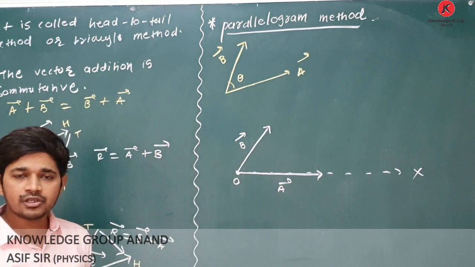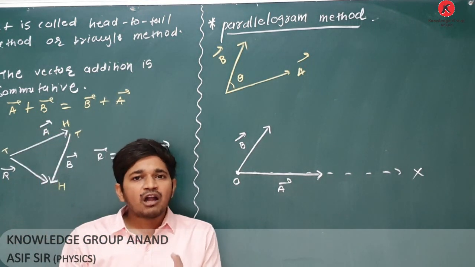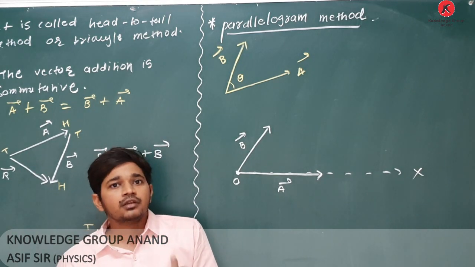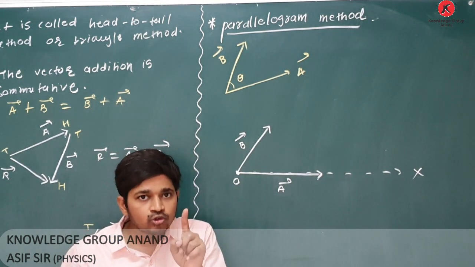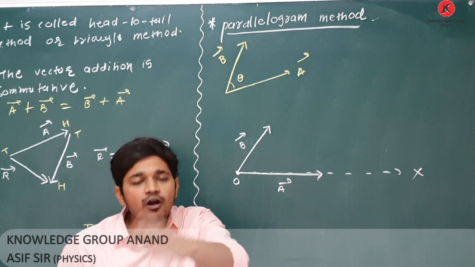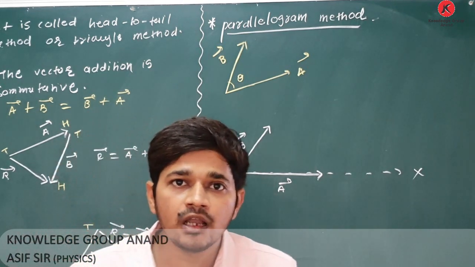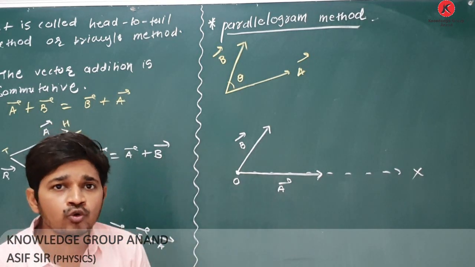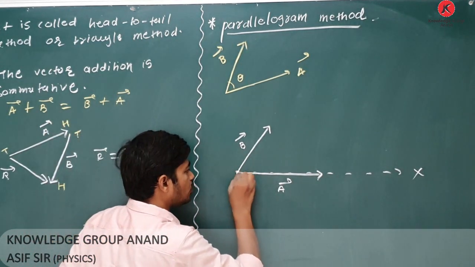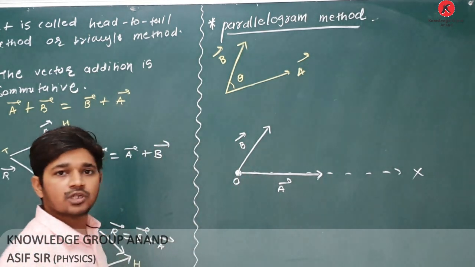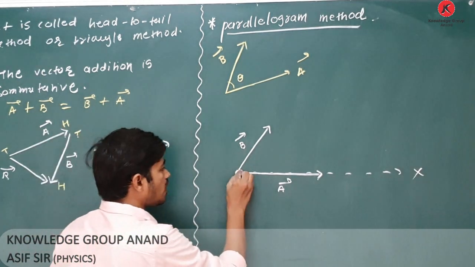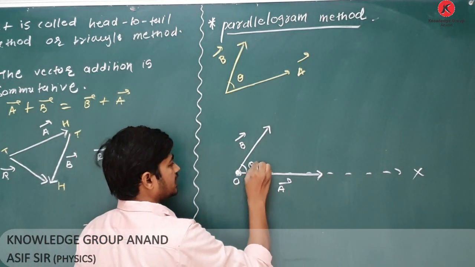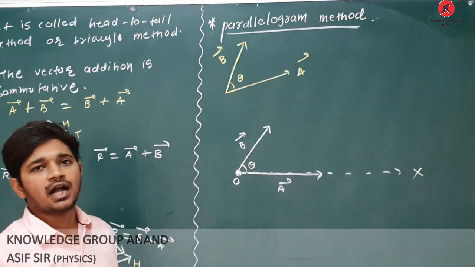Clear about this? Okay, see, in the triangle method, you have to draw the second vector on the head of the first vector. That's why it is called the head to tail method. But in this method, you have to draw two vectors from the same common origin. Clear? The angle between them is theta.